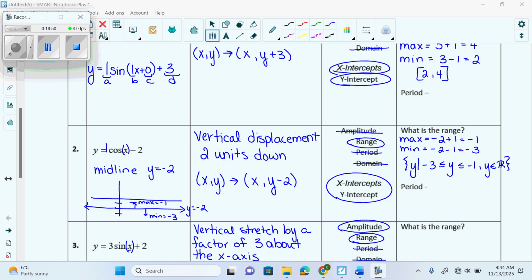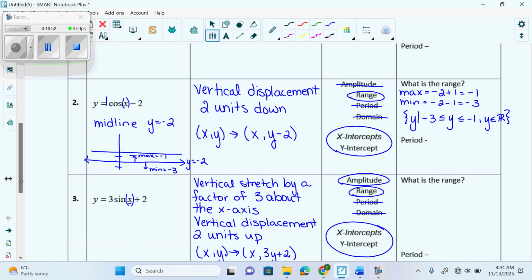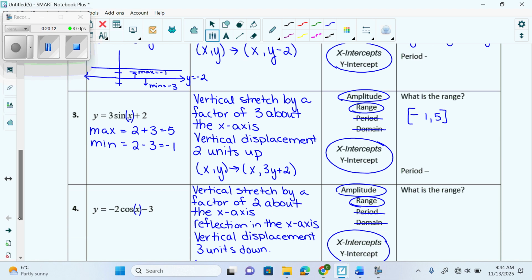Go, quick. So the range of this one, our max is going to be our midline, which is 2, plus our amplitude, which is 3, and we get 5. Our min is going to be our midline, which is y equals 2, and then we subtract 3 from it, so it's negative 1. So it's going to be negative 1 to 5. For number 4, our maximum is our d, so our midline's now at negative 3, and we're going to go up 2 and down 2. So it's going to be negative 3 plus 2. And then our minimum is going to be negative 3 minus 2.